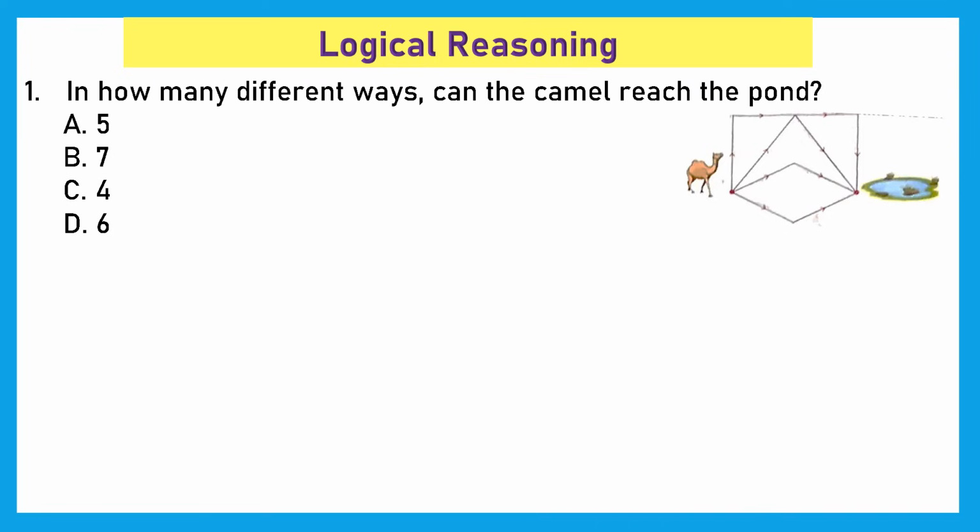Let's see. This is 1. This is 2. Then this will make the third path. This will make the fourth path. This will make the fifth path. And this is going to make the sixth path. So in total there are 6 different ways. Option D is the right answer.